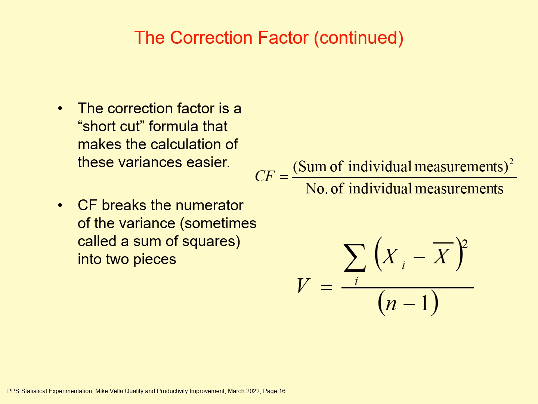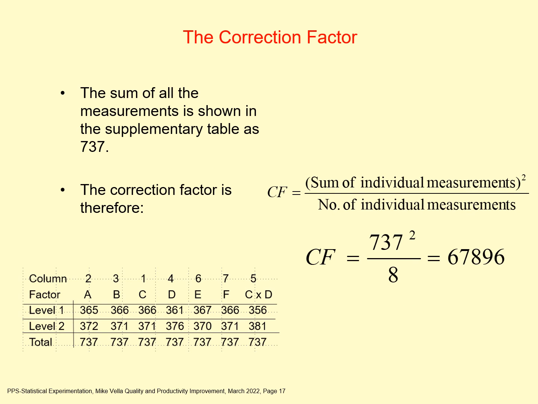So the correction factor breaks the numerator of the variance, sometimes called the sum of squares, into 2 pieces. The correction factor, or what we'll call CF in the future, is the sum of the individual measurements squared divided by the number of measurements. So you recall the sum of all the measurements is shown in the supplementary table. The sum of each of the columns is 737. Therefore, our correction factor is 737 squared divided by 8, and that is 67,896. That's the correction factor.